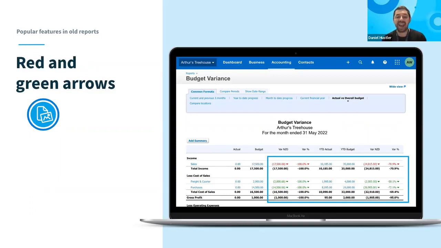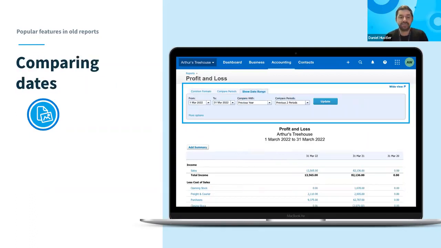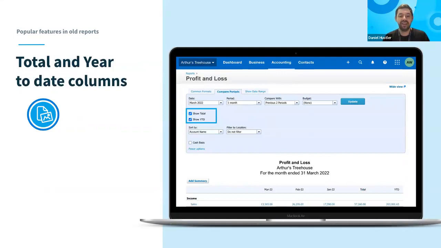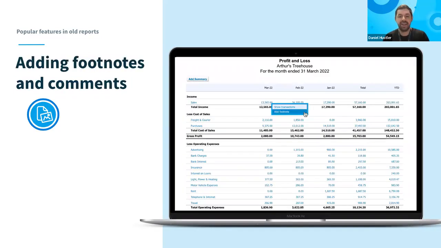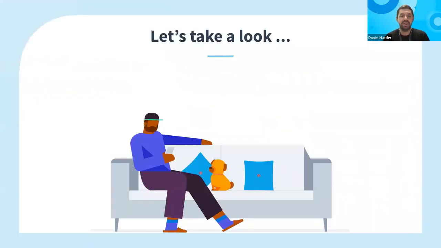The helpful green and red arrow icons showed favorable and unfavorable variances. You also liked how easy it was to compare dates with the same period in previous years. It was super easy to show totals and year-to-date columns on reports such as the profit and loss. And it was quick and simple to add a comment to provide information about a particular figure in a report. The good news is that you can still do all of these things with the new reports. So let's jump into Xero and actually take a look, shall we?